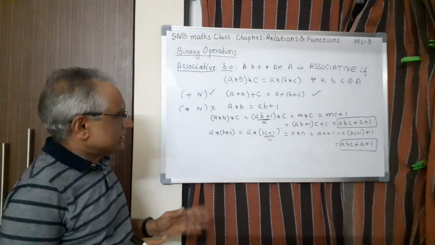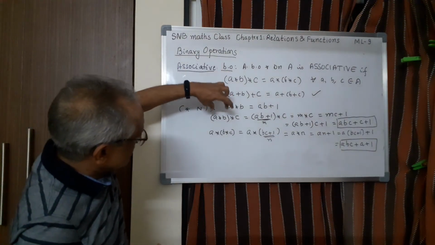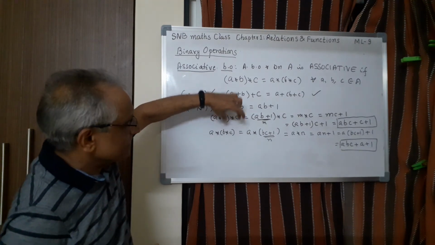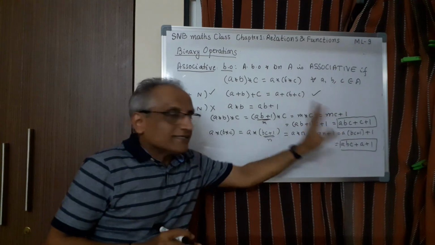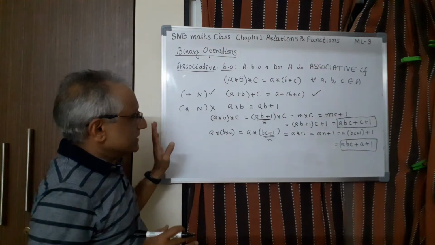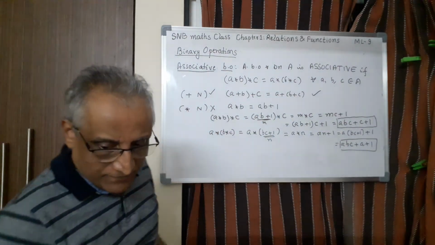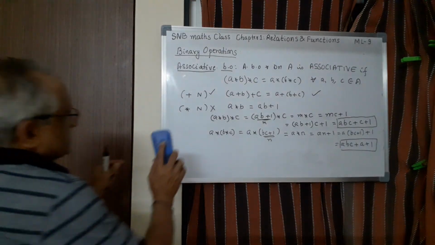It is not difficult actually. What you have to do is just take (a star b) star c, simplify. Take a star (b star c), then simplify. See whether they are equal. If they are equal, associative. Otherwise, it is not associative. I think this is sufficient for associative.